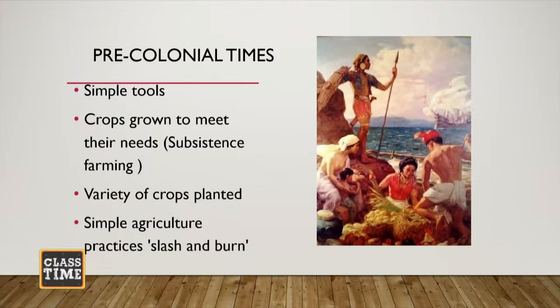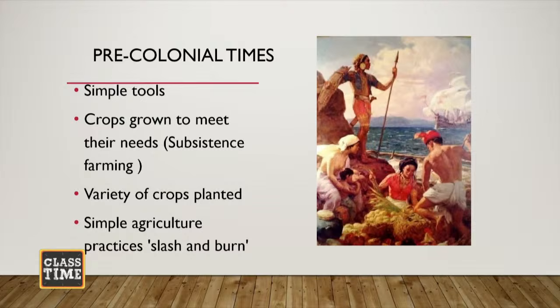First, pre-colonial. Pre-colonial time, that is before Christopher Columbus came, right? So we had the Taínos in Jamaica. We're looking at Jamaica, right? Now, back then, the Taínos used simple tools. So, for example, if they're going to go fishing, they have a spear, right? Crops that they would grow were just for their personal needs. So they practiced subsistence farming.